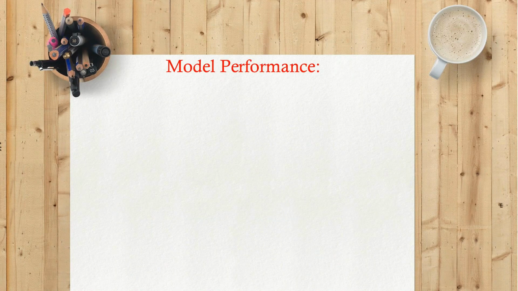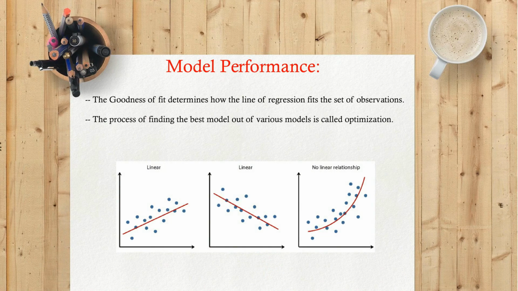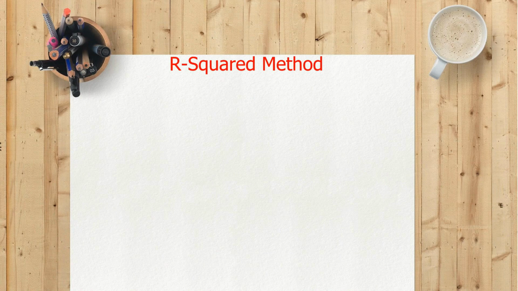Model performance. The goodness of fit determines how the line of regression fits the set of observations. The process of finding the best model out of various models is called optimization. It can be achieved by the below method.